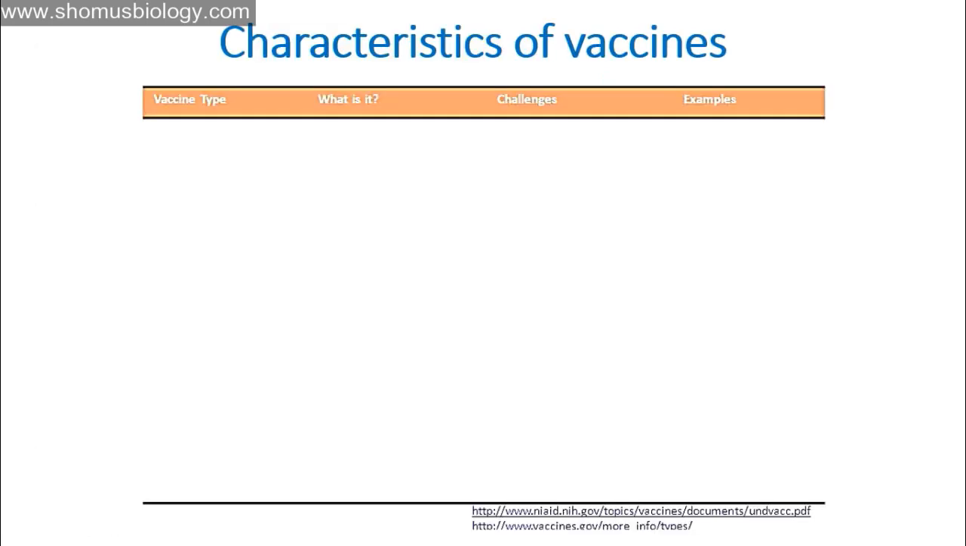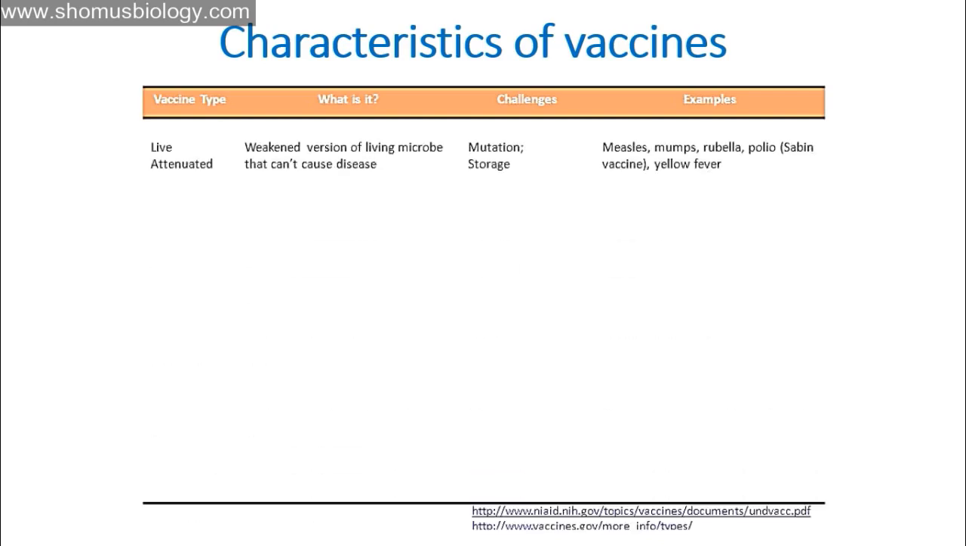Now the final thing regarding all these vaccines, and let me also tell you the drawback of each type, with examples. For a summary, you go with live attenuated vaccines, a weakened version of a living microbe that can't cause disease, but the challenge is that there is a chance of mutation, a chance of reversal. Examples: measles, mumps, rubella, polio, which is known as the Sabin vaccine, and yellow fever, all live attenuated vaccines.